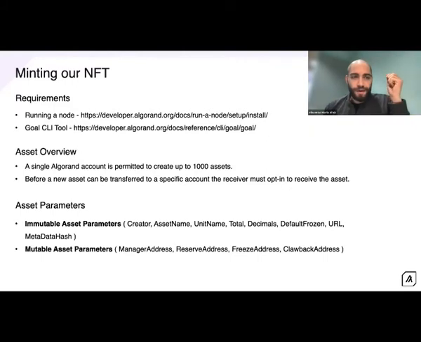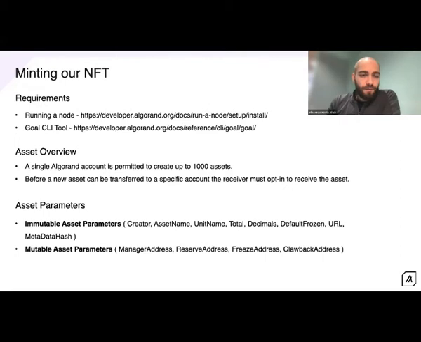Another thing I want to mention is that a single Algorand account is allowed to create a maximum of 1,000 assets. If you need to create more than 1,000 assets, you can create another account, and at the moment of creating an NFT, you can assign your previous account address to the manager address or the reserve address. In that case, you will keep a link between your two accounts. Also, before a new asset can be transferred to a specific account, the receiver must opt in for that asset.